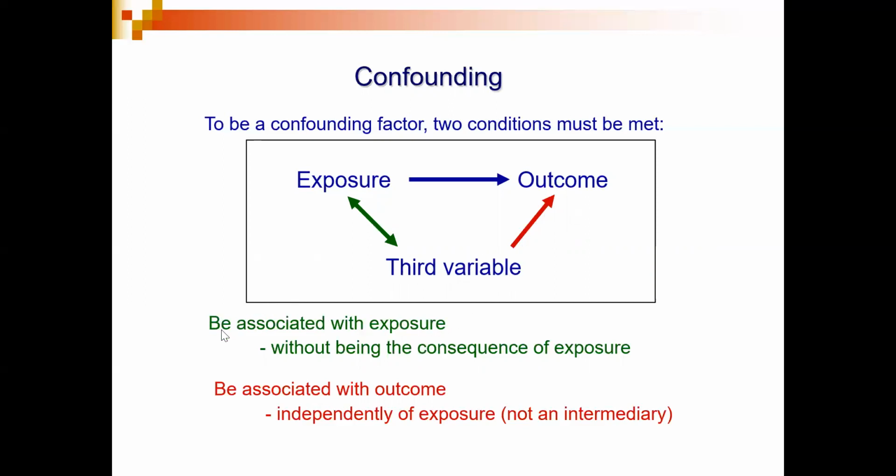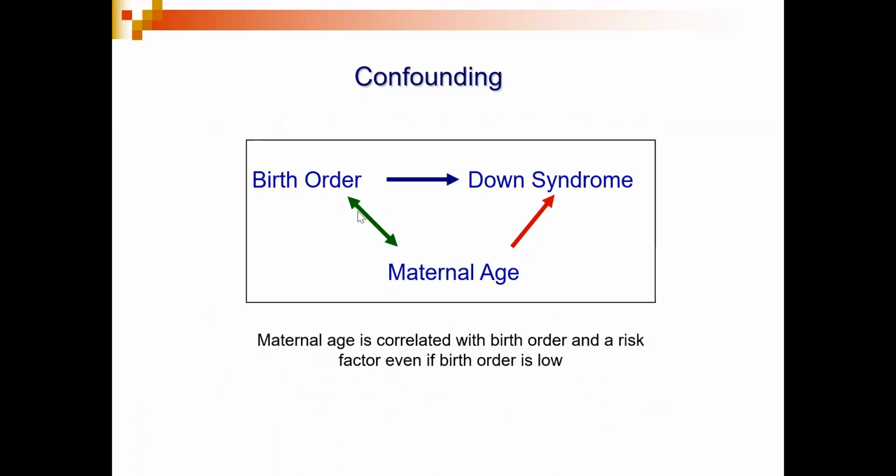So these are the two conditions that should be met. One, it must be associated with the exposure without being a consequence of the exposure. You don't get this variable as a result of this. Then number two, it must be associated with the outcome independently of the exposure, not as an intermediary result. It's not in the causal pathway. It's not happening as a result of this.